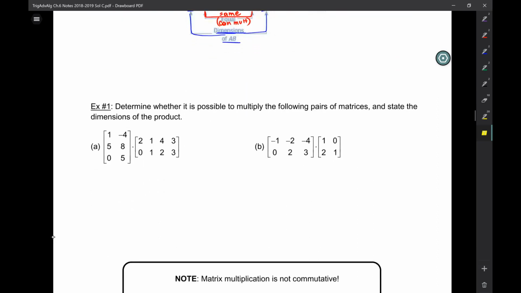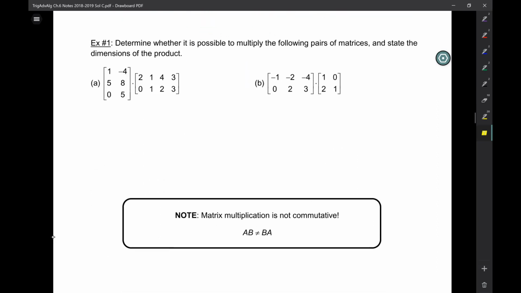So let's go down here. We're not multiplying this. We just have to see whether it's possible to multiply them, and then figure out the dimensions of the product. So what are the dimensions of the first one? 3 by 2. And the second one? 2 by 4. Yes, so you see that these inside numbers are the same, so you can multiply.